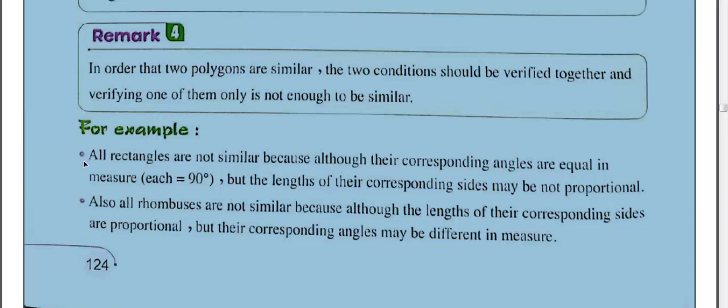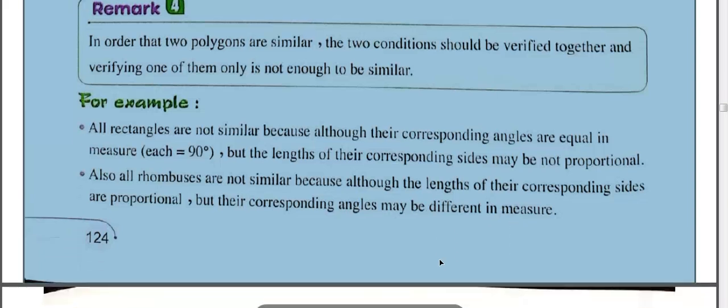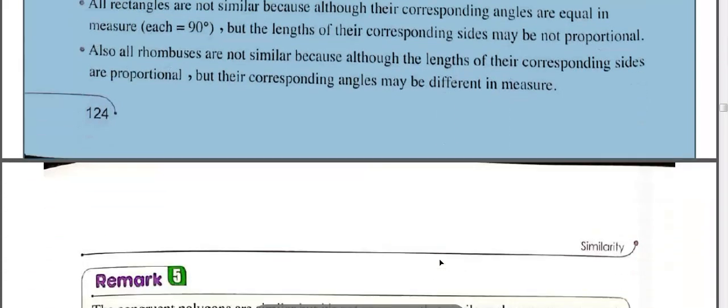Again, all rectangles are not similar because although their corresponding angles are equal in measure, each equal to 90 degrees, the lengths of their corresponding sides may not be proportional. Also, all rhombuses are not similar because although the lengths of their corresponding sides are proportional, their corresponding angles may be different in measure. Remark 5.